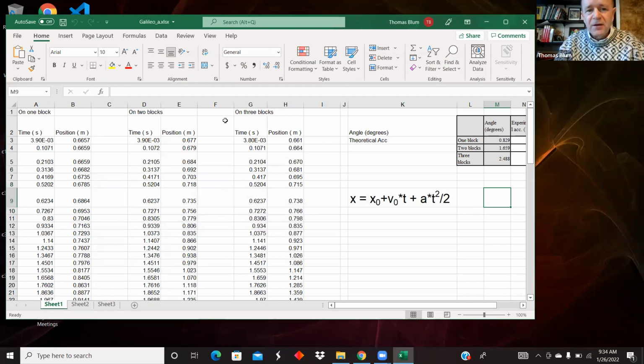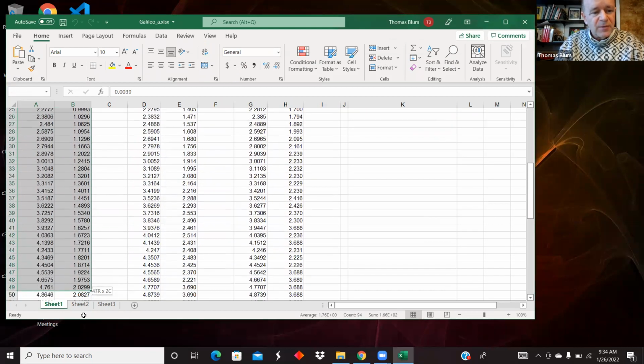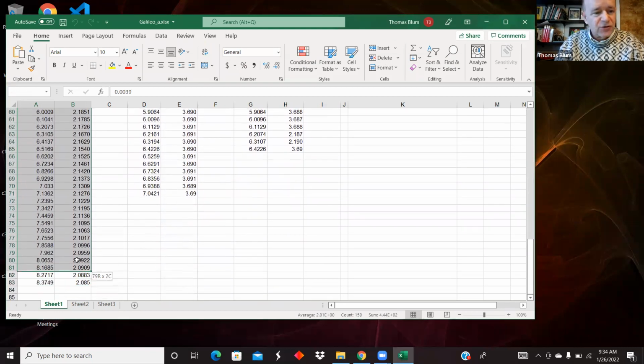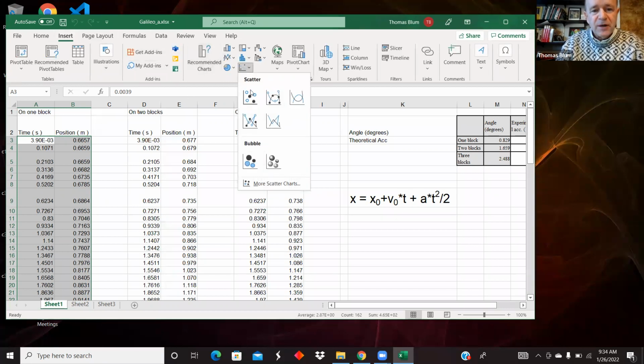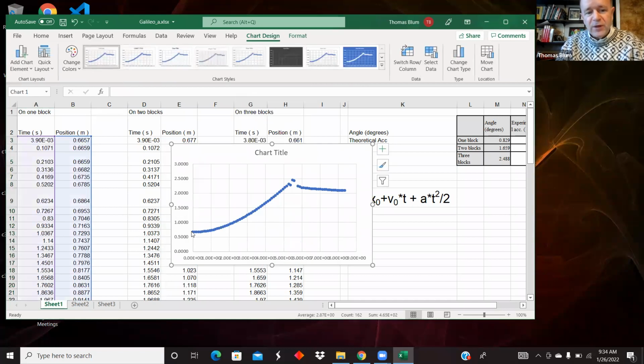So we had 3 different heights, so 3 different angles, and we want to analyze this data. The first thing we're going to do is make a plot of position versus time. Time is in the first column, so that'll be on the X, and position in the second column, so that'll be the Y, and that's the order in which I want them. And make an XY scatter.